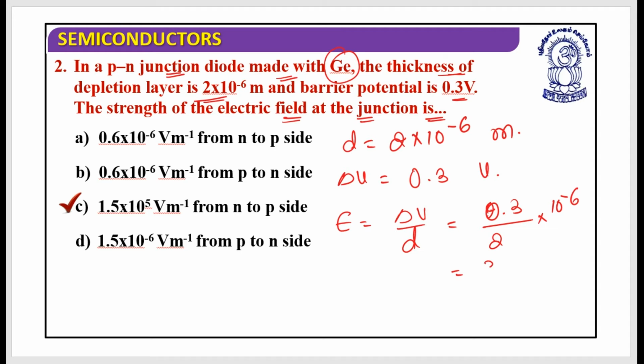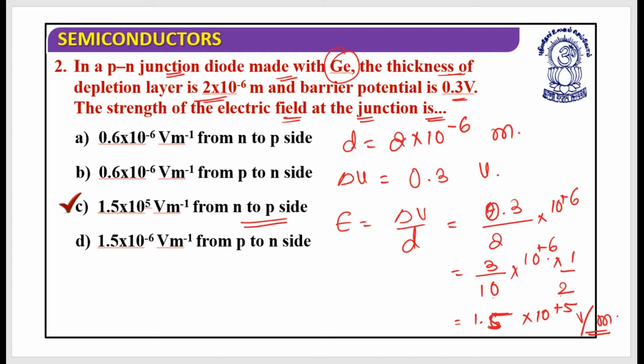So 0.3 is 3 by 10, times 10 to the power minus 6. This is minus 6 here, so it becomes plus 6. So this is 3 × 10^6 divided by 2, and 3 by 2 is 1.5, which is 1.5 × 10^5 volt per meter, with direction from the N side to the P side. This would be the correct answer. So this is E = ΔV/Δr. I hope this is clear.